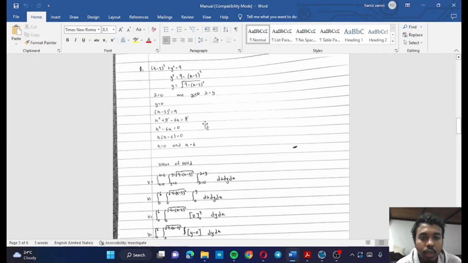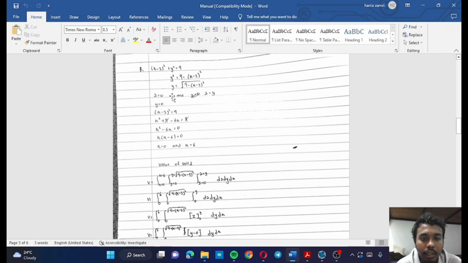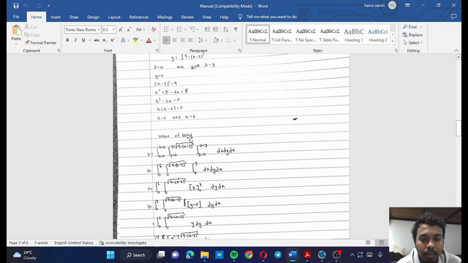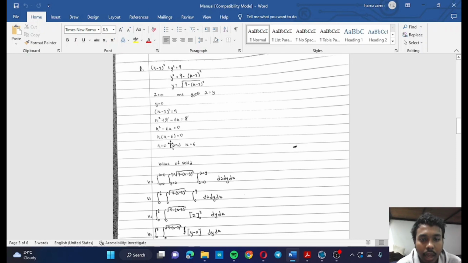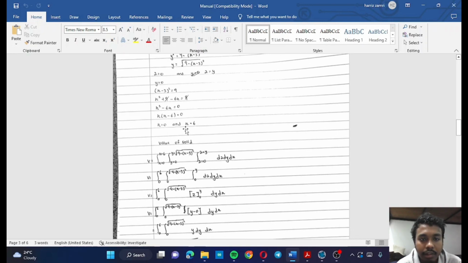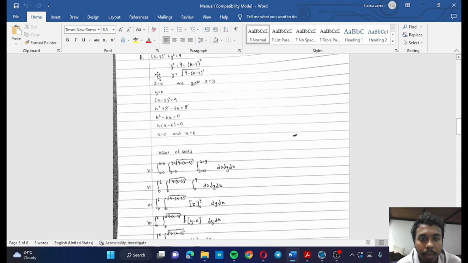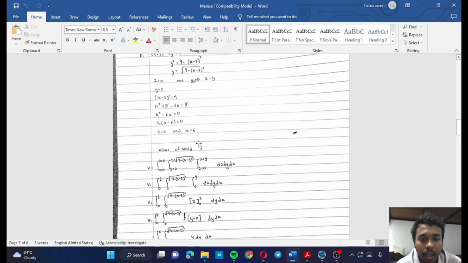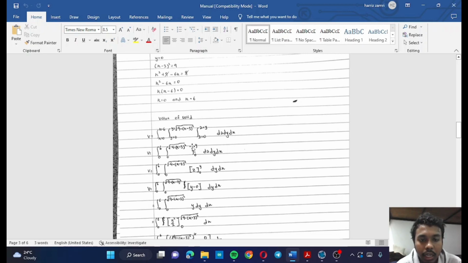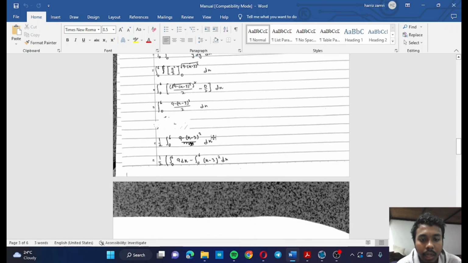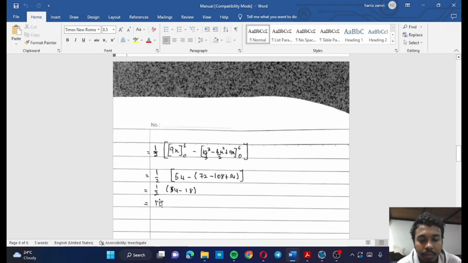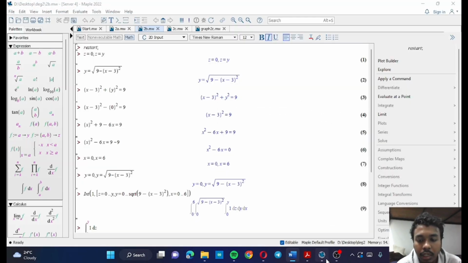Alright, so the second question is question 2b. So I need to find the value of the solid, and first I get the upper limit x, lower limit x, z upper limit, and y lower limit, y upper limit, and then I put the equation to find the value of the solid. Then for the final answer, I get 18. So we will see the coding.